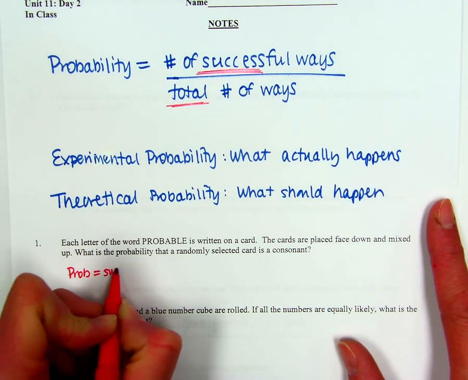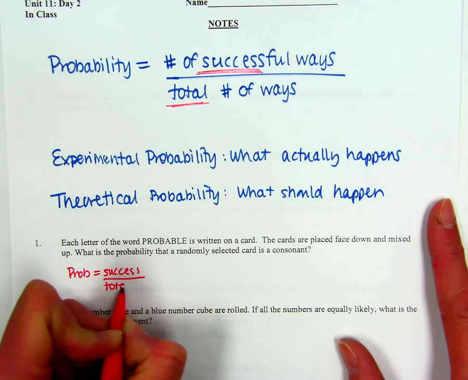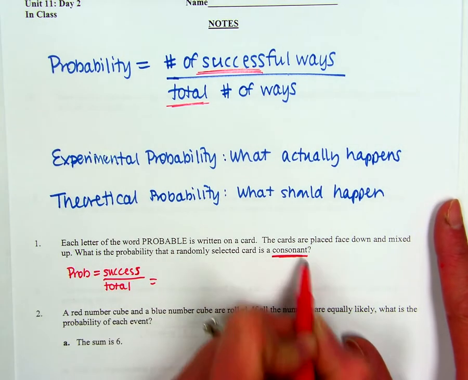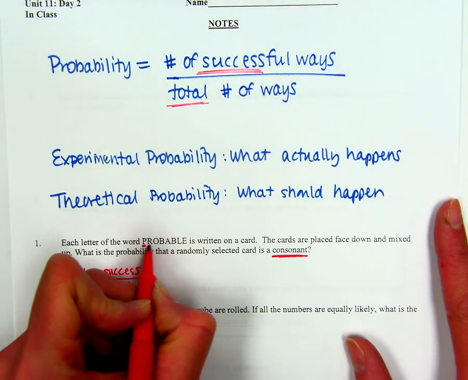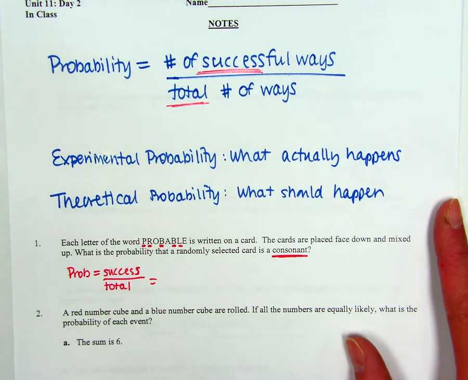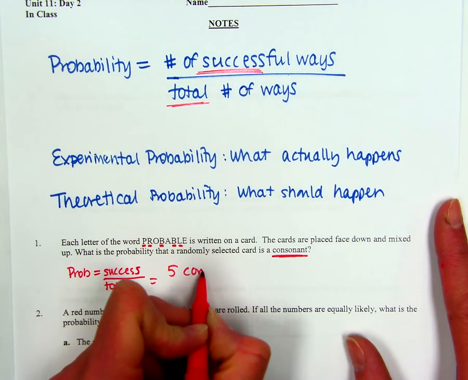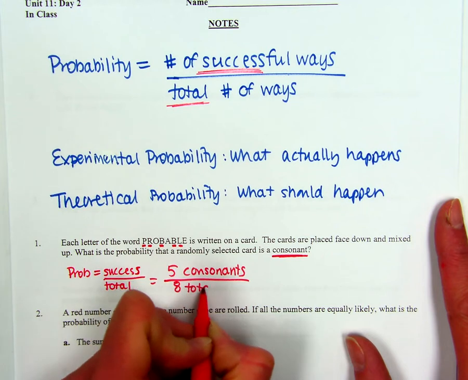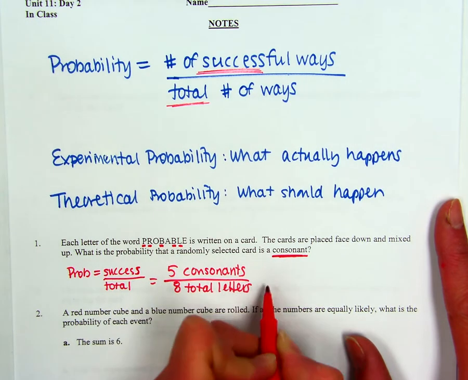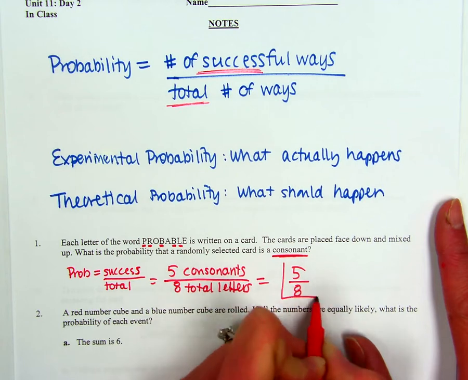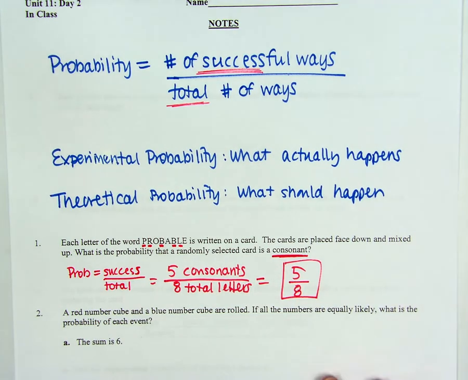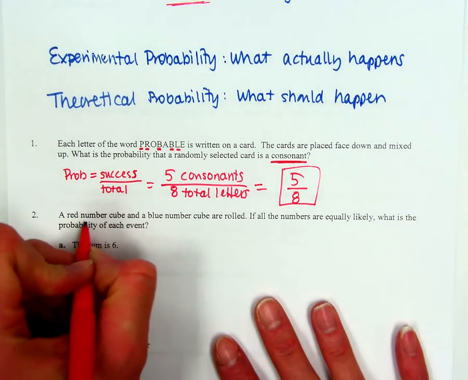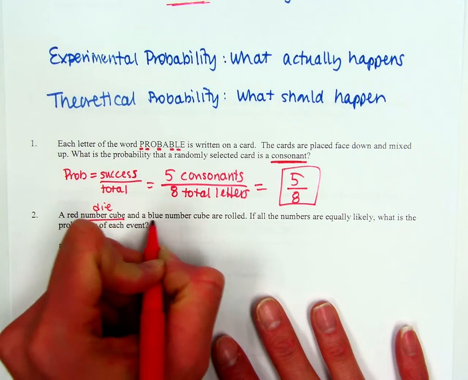So probability is success over total. So if you look at all of our letters, we want just consonants. So ones that are consonants are P, R, B, B, and L. So there are 5 consonants, and there are 8 total number of letters. All right, so it would be 5 over 8. Now we could change that to a decimal or a percent, but we're just going to leave it as a fraction.